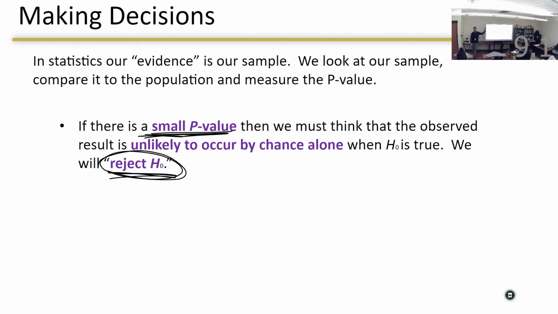When the p-value is low, the Ho must go. When the p is low, the Ho must go. You got to reject it. 0.05.